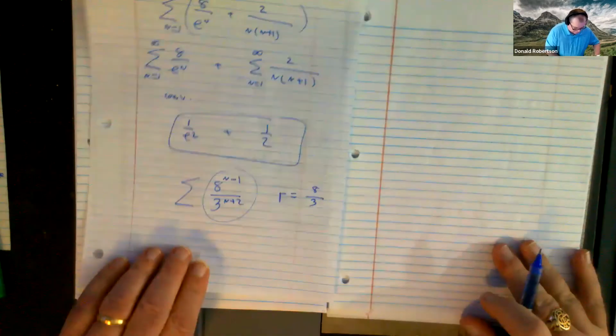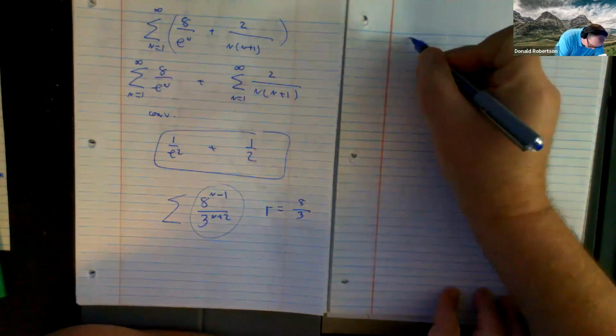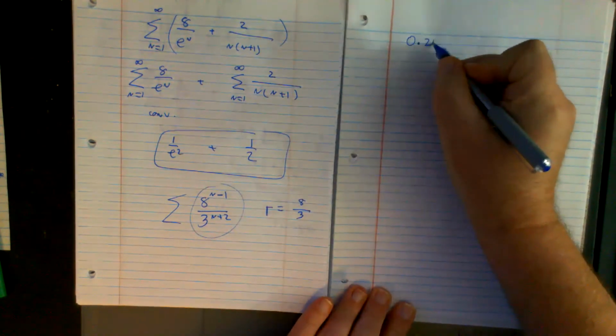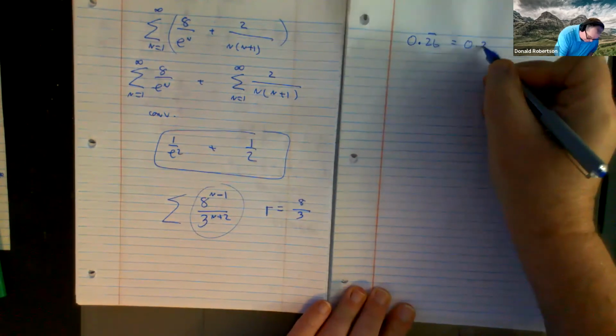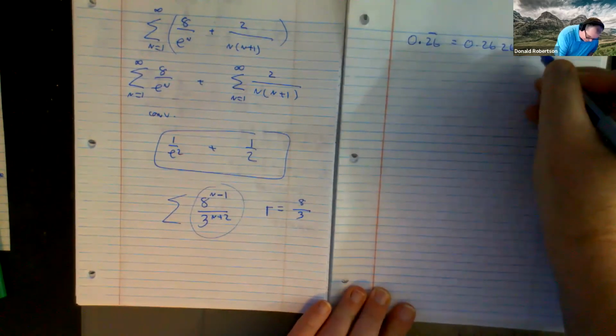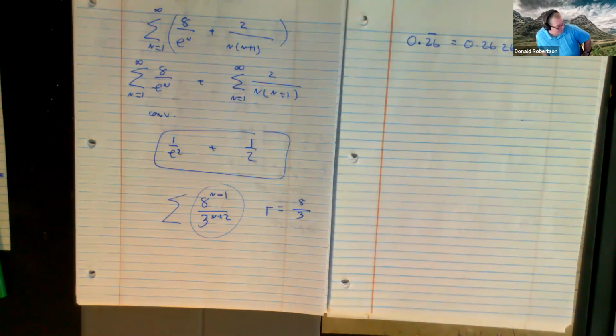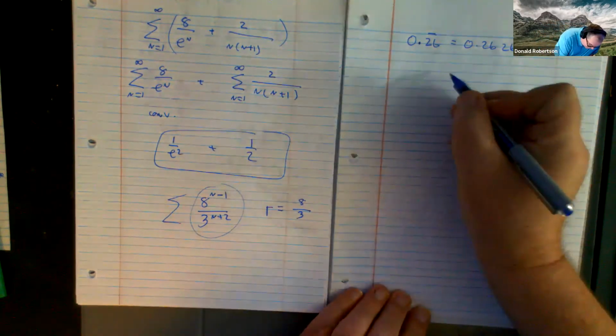We have time for a fun question. Tell me a 2-digit number. Anybody? 2-digit number. 26. Okay. The repeating decimal 0.262626 forever. I would like to know what that is as a fraction, a ratio. And you might think, well, I don't know how I'm going to do that. Well, here is how we do it.